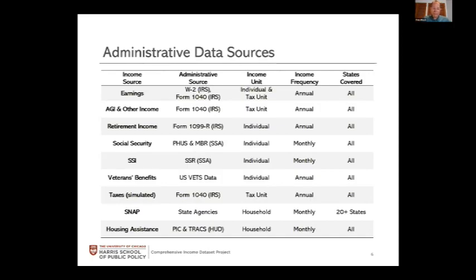We're able to link a very large set of administrative data sources. The sources cover earnings, combinations of income sources on tax returns, retirement income, OASDI, SSI, veterans disability benefits, the information to simulate taxes, SNAP benefits, and HUD public and subsidized housing program benefits. All of the administrative data sets, unfortunately, are not easy to use as they are incomplete in terms of coverage or available variables or both.